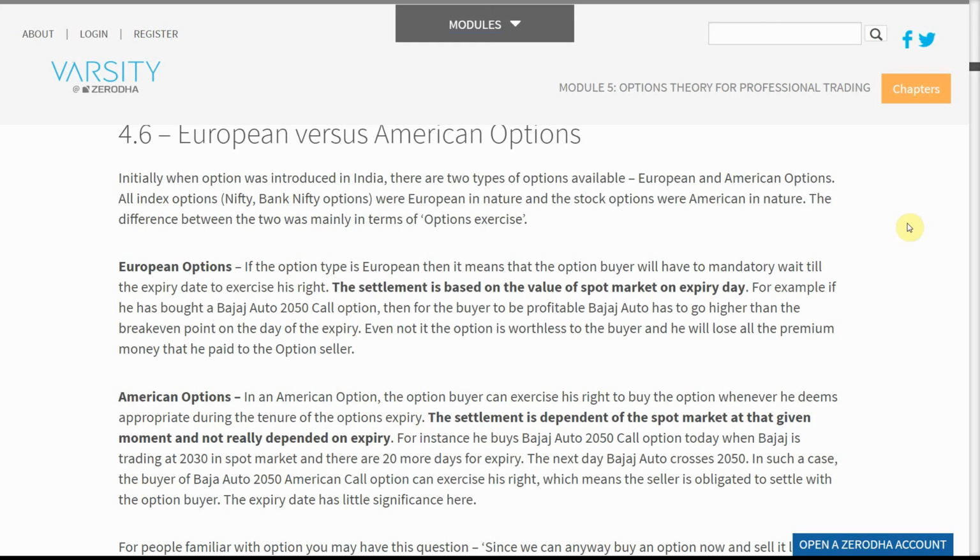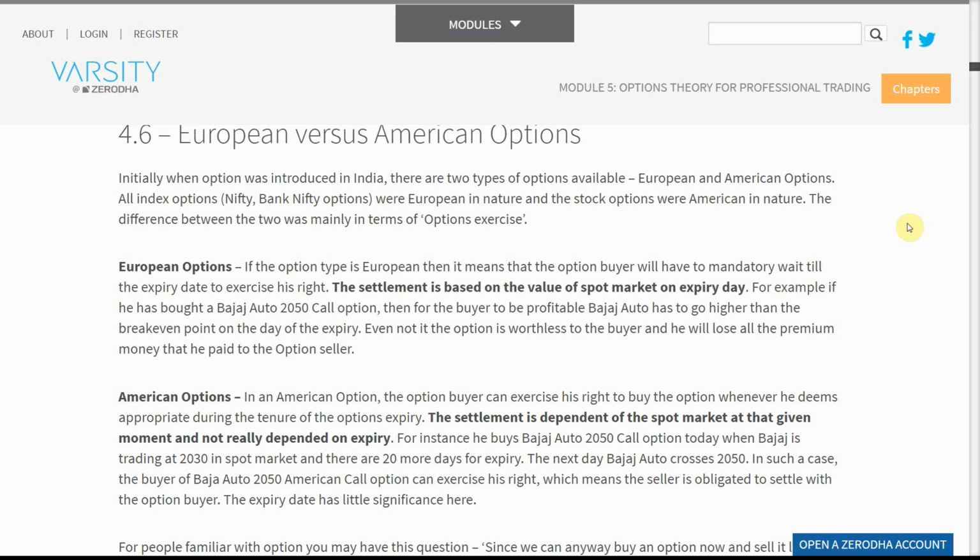European options. If the option type is European, then it means that the option buyer will have to mandatorily wait till the expiry date to exercise his right. The settlement is based on the value of the spot market on expiry day. For example, if he has bought a Bajaj Auto 2050 call option, then for the buyer to be profitable, Bajaj Auto has to go higher than the break-even point on the day of the expiry. If not, the option is worthless to the buyer and he will lose all the premium money that he paid to the option seller.